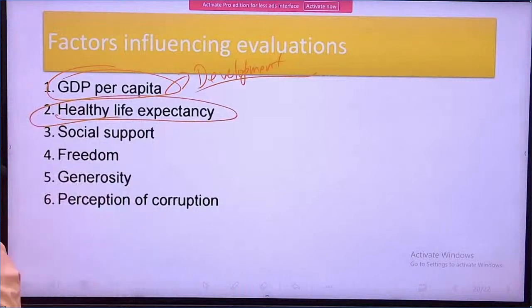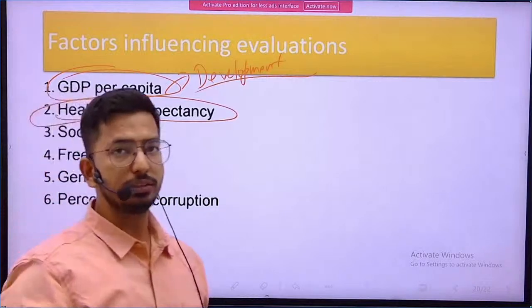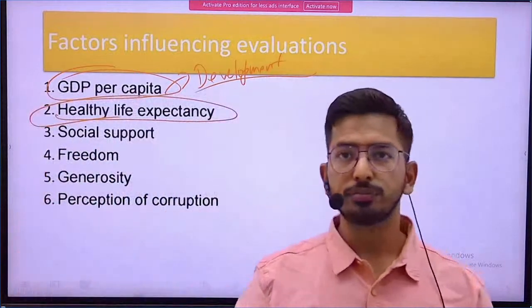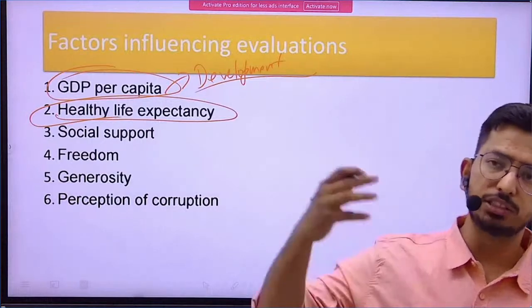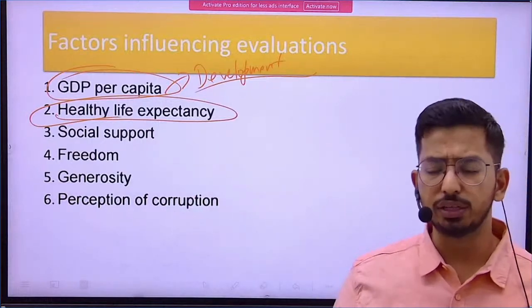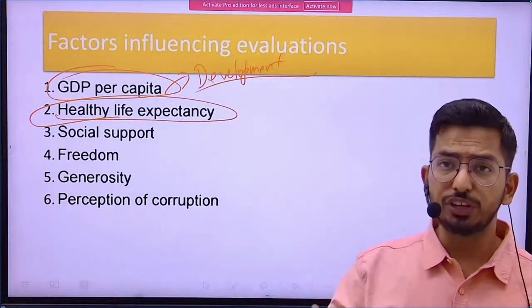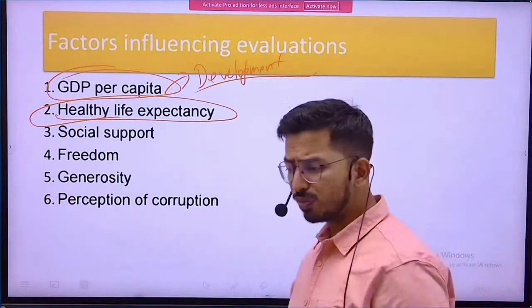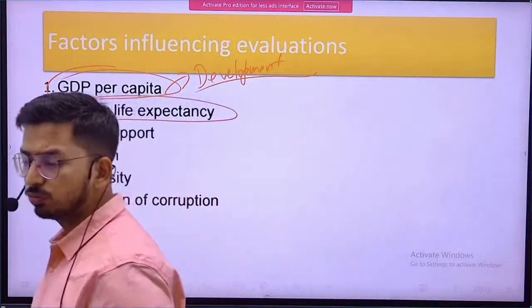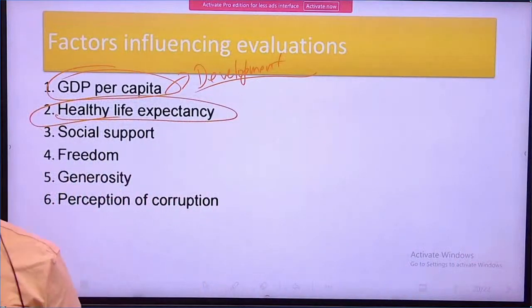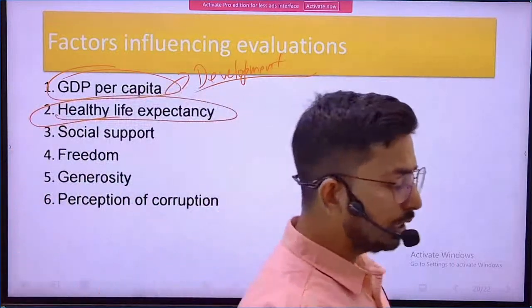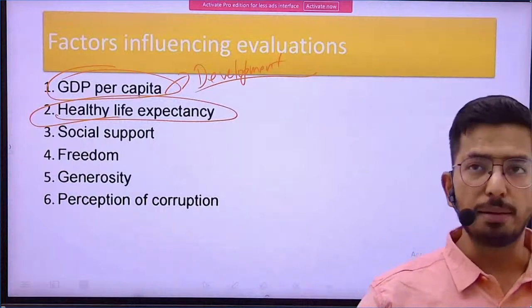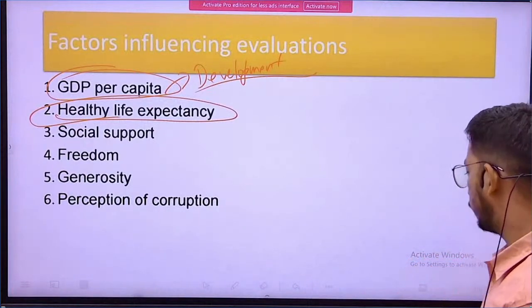Then the life expectancy. What is the life expectancy of the people in that country? Getting it? What are the social supports they are getting? How much freedom do they have? Different kinds of freedoms: freedom to express, the press freedom, right? The freedom to choose. Getting it? Then the generosity and the perception of corruption amongst the people. So these are the key factors around which the happiness index is calculated.